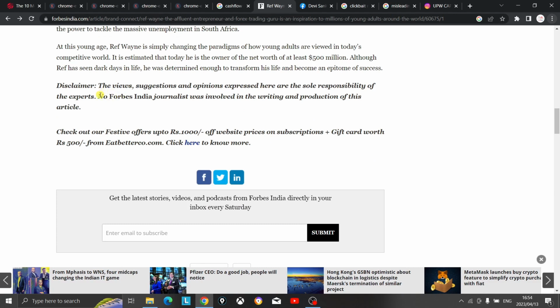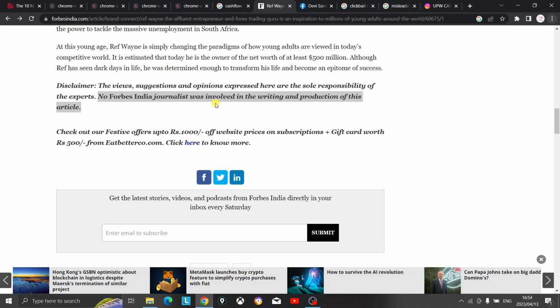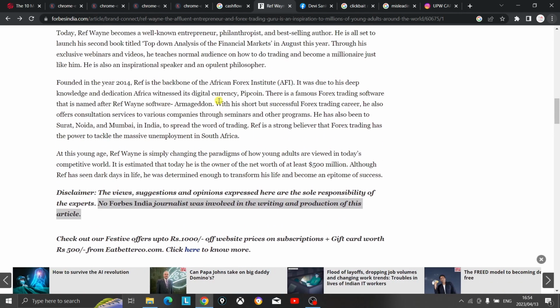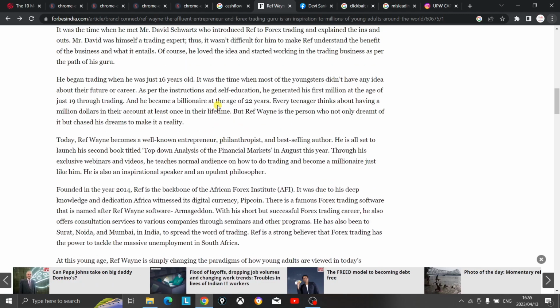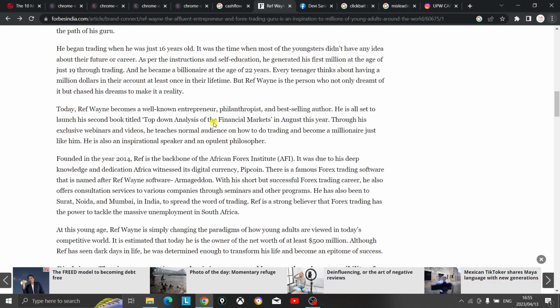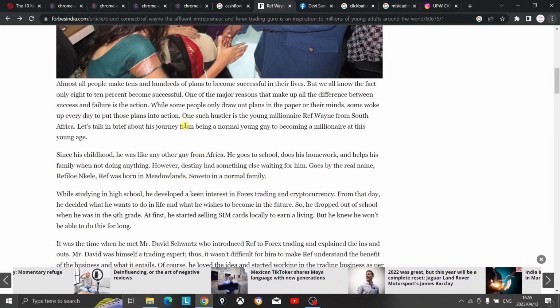No Forbes India journalist was involved in writing and production of this article. I'm going to assume he wrote this article for himself, by himself, and he got it onto this platform, right? Because that's what the disclaimer is saying. Let's see what he wrote about himself.